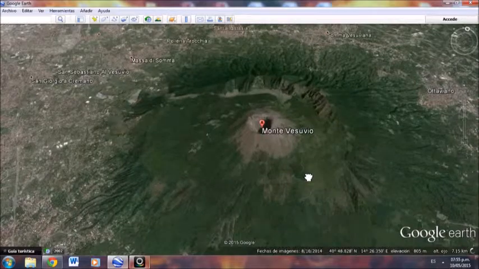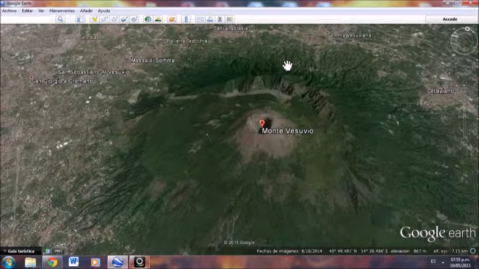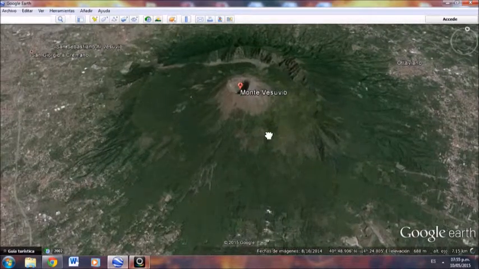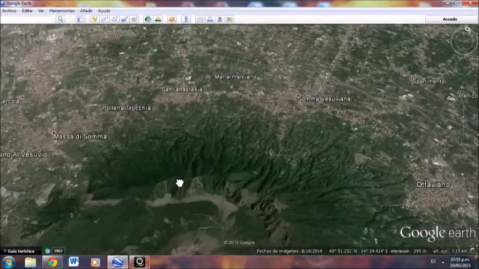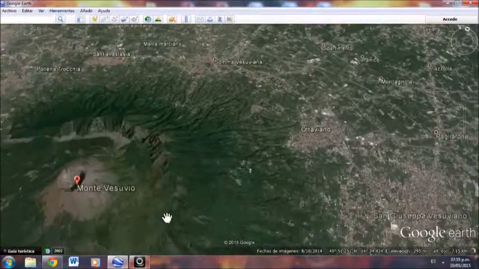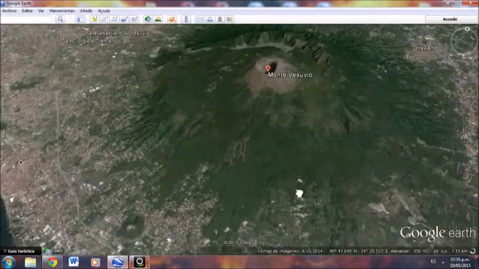So I want you to get into Google Earth, go and visit Mount Vesuvius and everything that is surrounding this mountain, and try to figure out what happened.